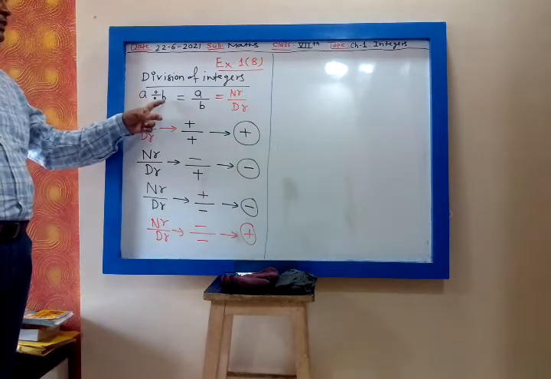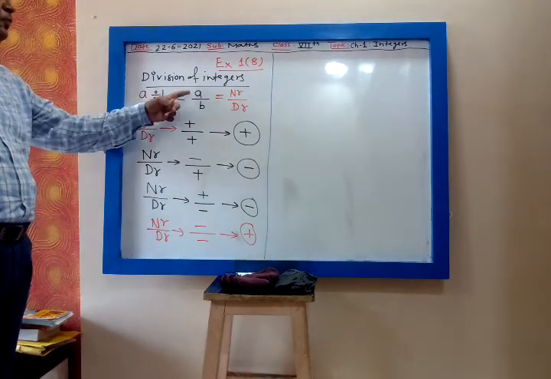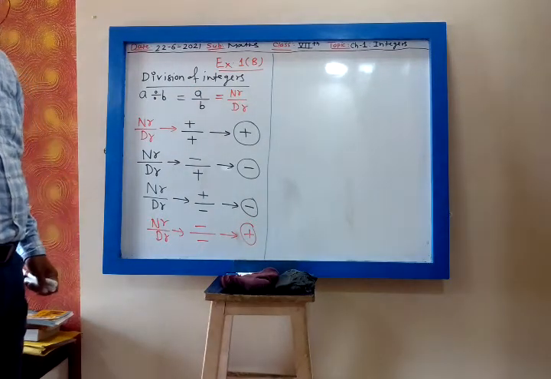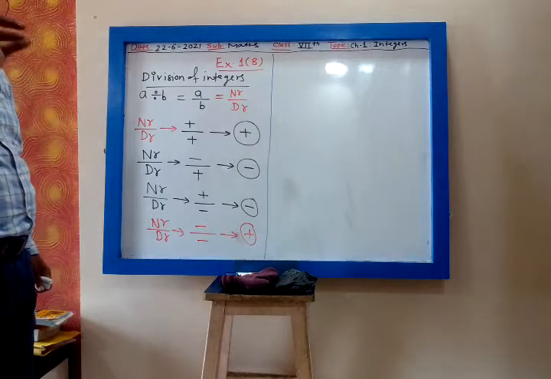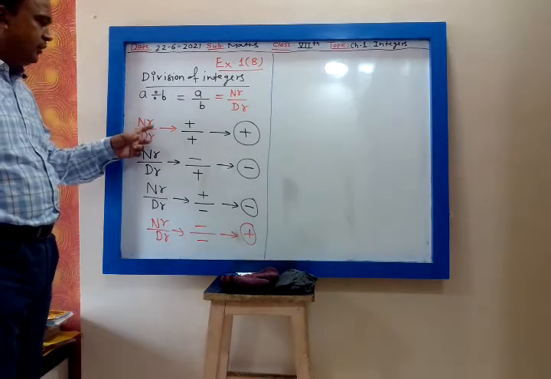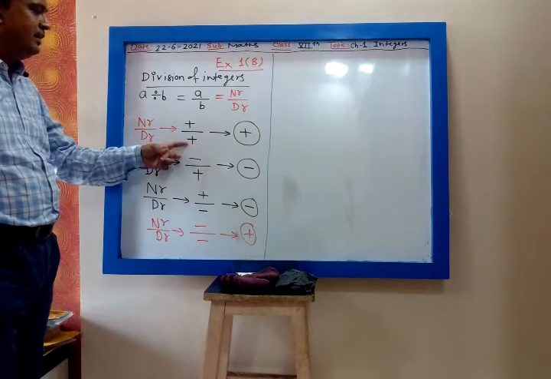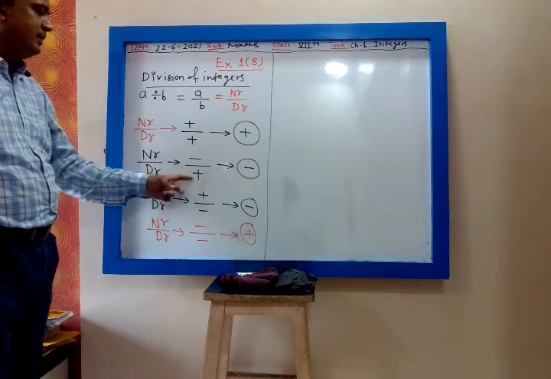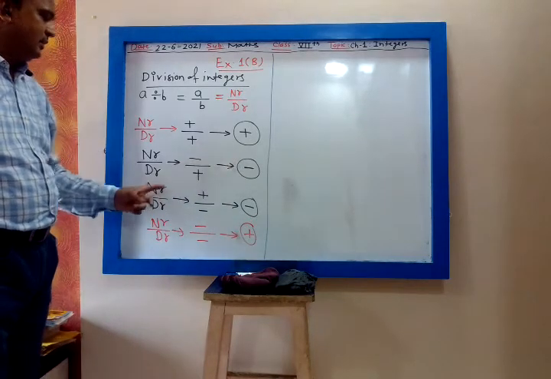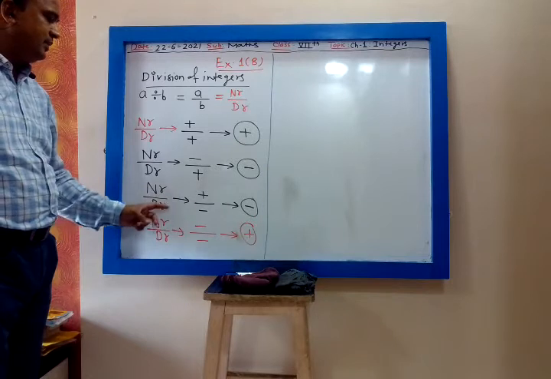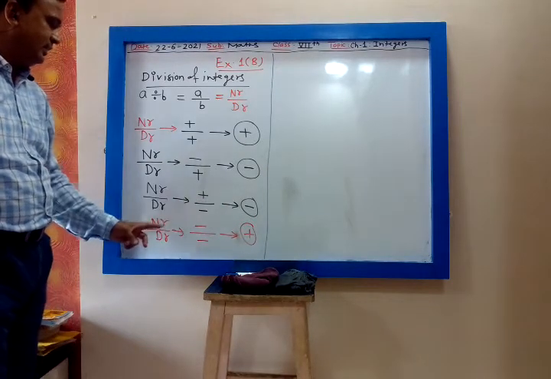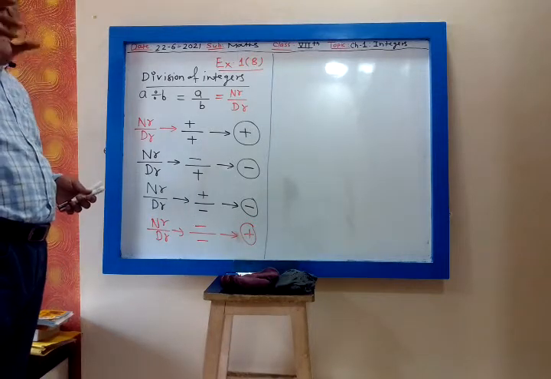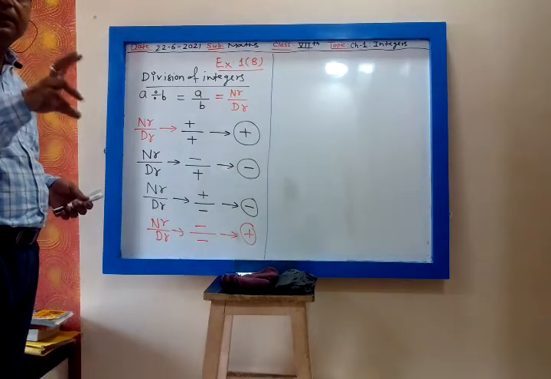A divided by B means A upon B, where A is the numerator and B is the denominator. While performing the division, you have to be careful about the sign. If numerator is plus and denominator is plus, the final sign will be plus. Minus upon plus will be minus. Plus upon minus will be minus. And numerator and denominator both minus, it will be plus. So whenever they have the same sign, it will be plus.